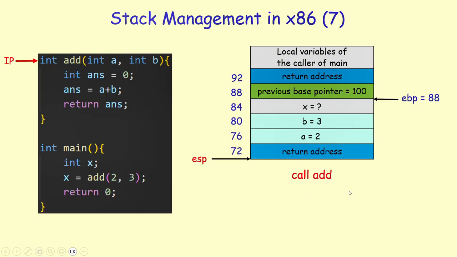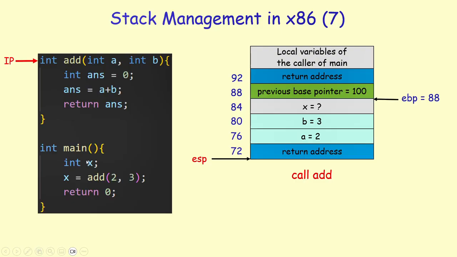Obviously, the call instruction is going to push the return address onto the stack. The return address is the address of the next instruction after the call to add that we are going to return to when we return from the add function. Now the instruction pointer is pointing to the first instruction of the add function. And when we start executing a function, the first thing we are supposed to do is to establish the call frame for that function.